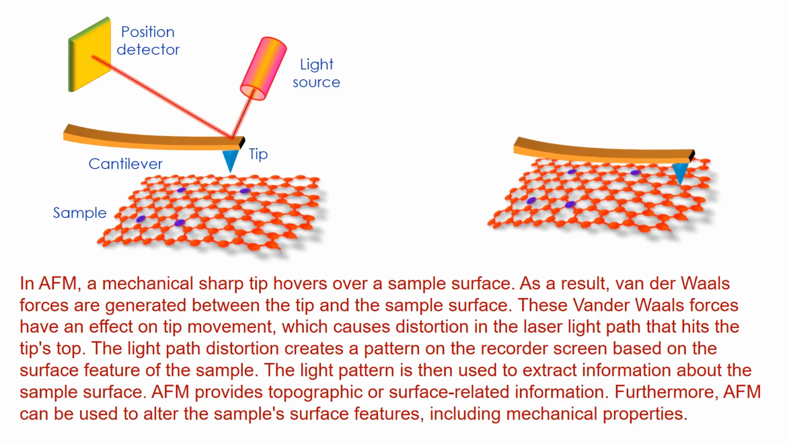hits the tip's top. The light path distortion creates a pattern on the recorder screen based on the surface feature of the sample. The light pattern is then used to extract information about the sample surface. AFM provides topographic or surface-related information. Furthermore, AFM can be used to alter the sample's surface features, including mechanical properties.